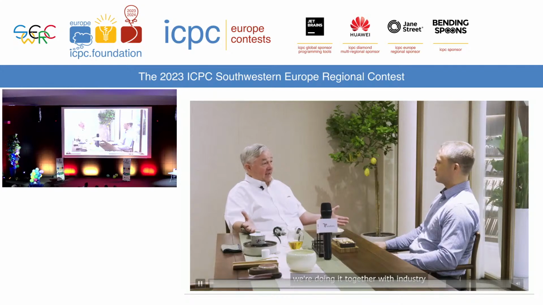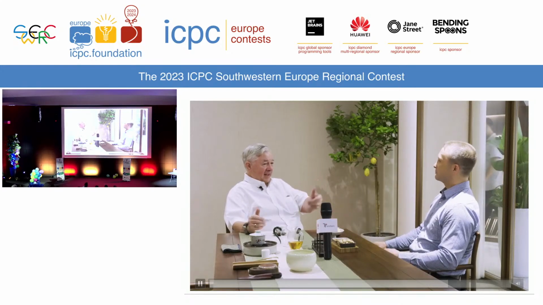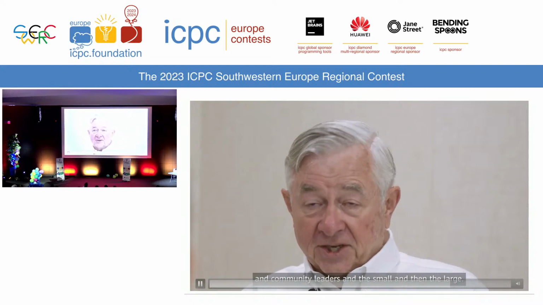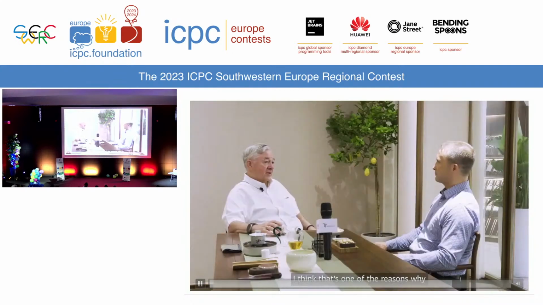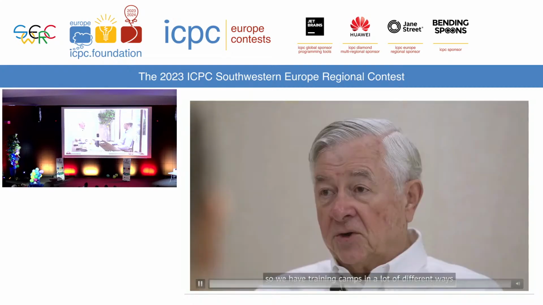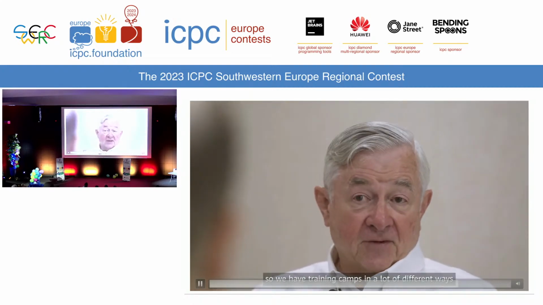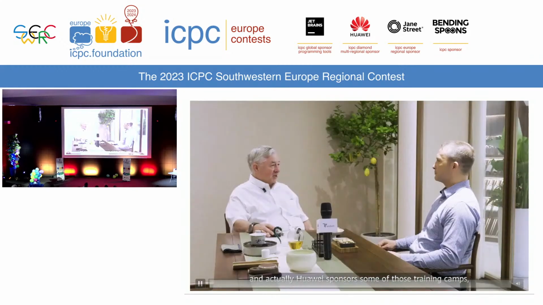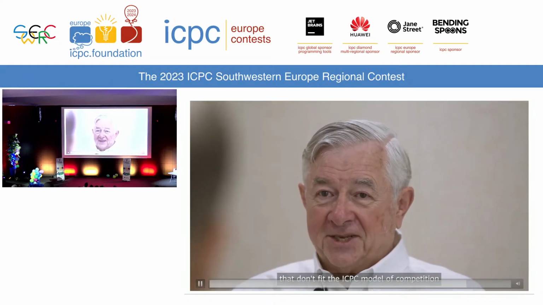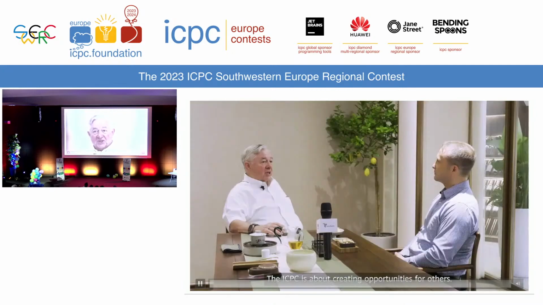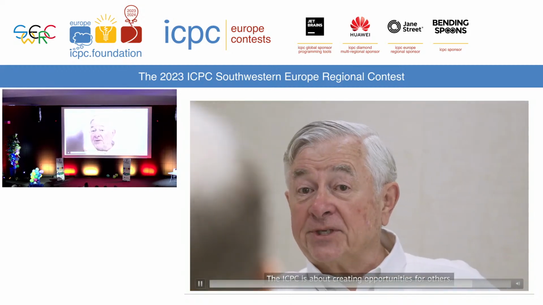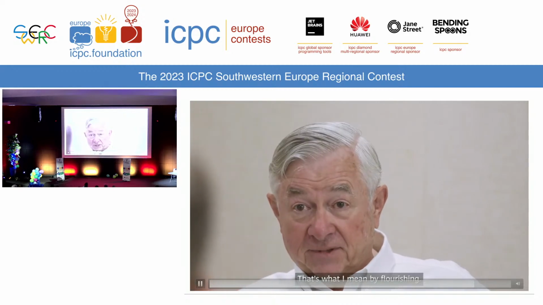We're doing it together with industry and community leaders in the small and in the large. And I think that's one of the reasons why Huawei loves to be part of the competition. So we have training camps in a lot of different ways, and actually Huawei sponsors some of those training camps, and also challenges where we introduce problems that don't fit the ICPC model of competition. The ICPC is about creating opportunity for others. That's what I mean by flourish.